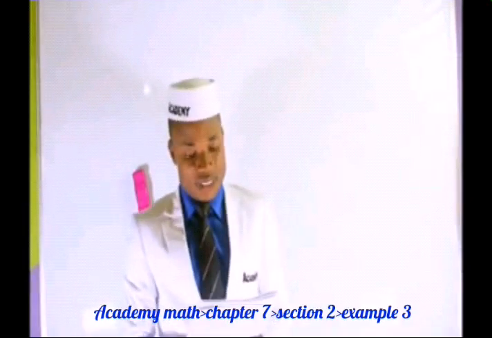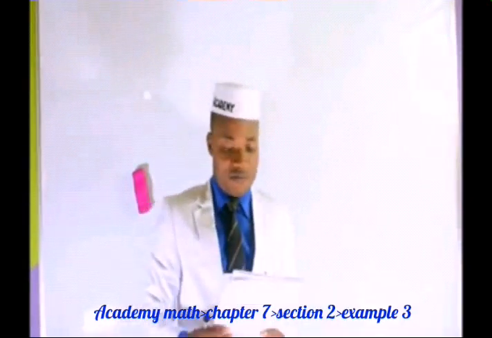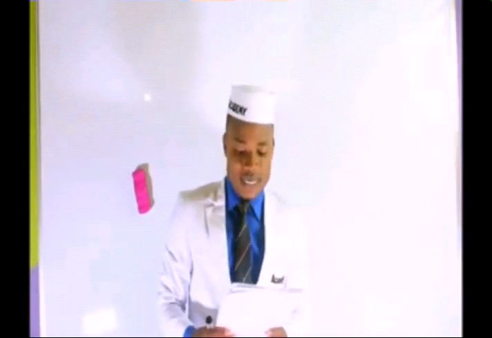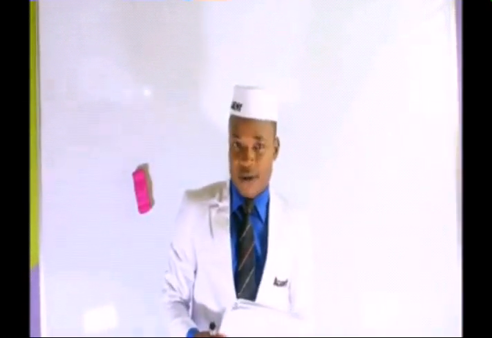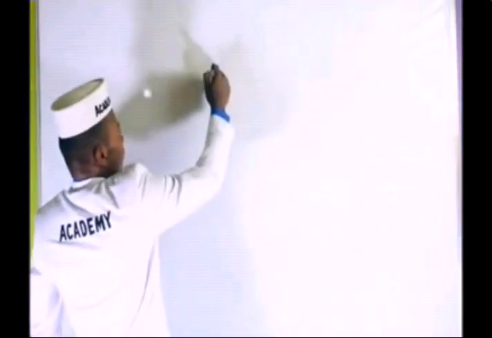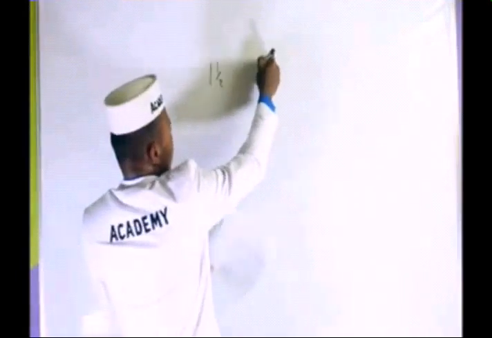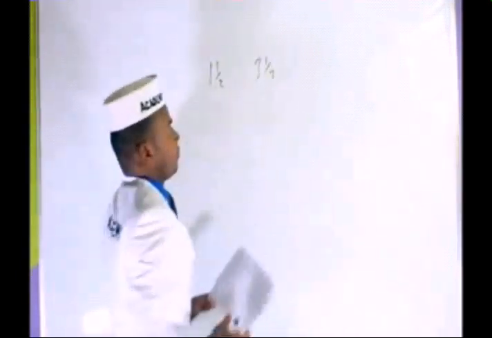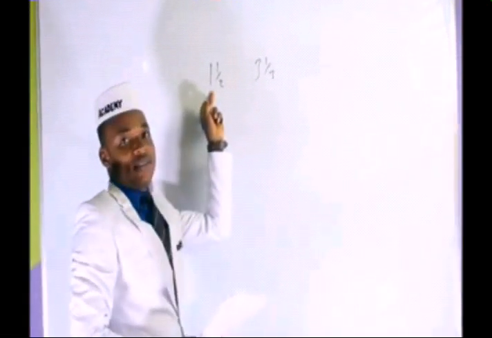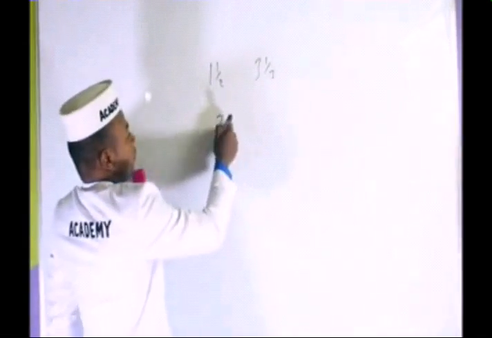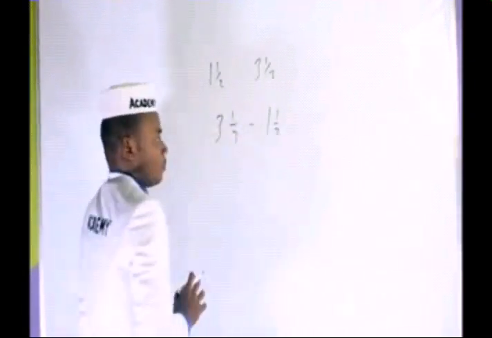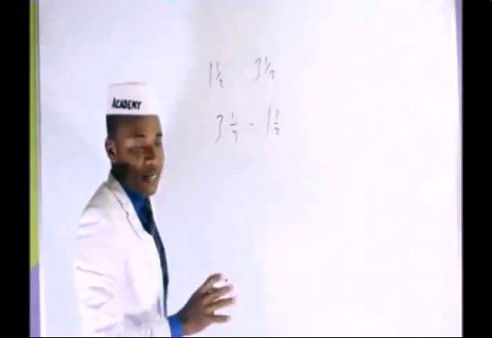Example 3. Find what is left if one whole number 1 over 2 is taken away from 3 whole number 1 over 3. One whole number 1 over 2 is taken away from 3 whole number 1 over 3. This was taken away from this, meaning that this minus this. So we have 3 whole number 1 over 3 minus 1 whole number 1 over 2. Okay, now we begin normally.